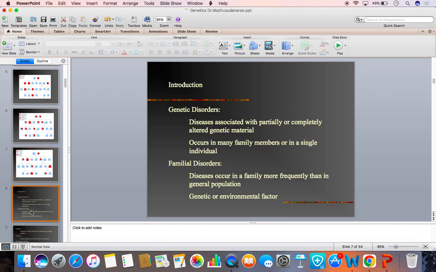Okay, after going through these particular pedigree charts, let's go into the real topic. Genetic disorders are the diseases associated with partially or completely altered genetic material. That is, partially or completely altered genetic material is responsible for the genetic disorders. Familial disorders are the diseases that occur in the family more frequently than in the general population. It could be genetic or environmental factors.